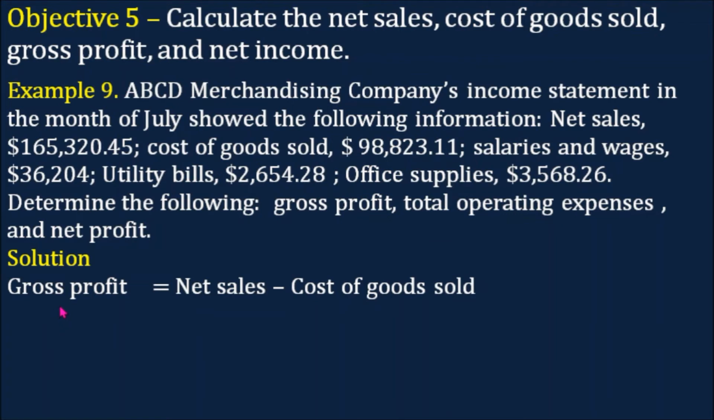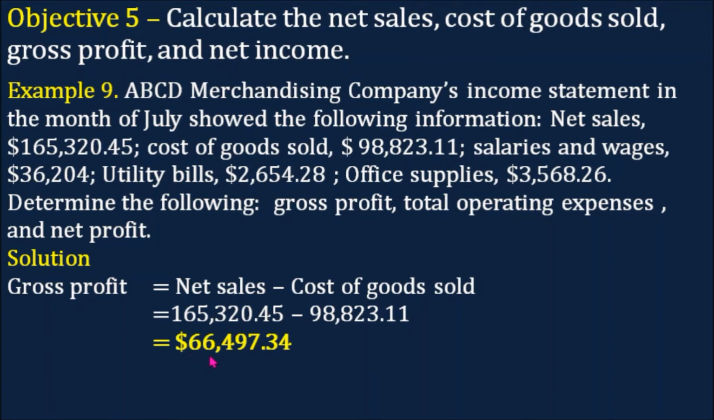For our gross profit, this is our formula, net sales minus cost of goods sold. Our net sales here is $165,320.45, and our cost of goods sold is $98,823.11. The difference between these two amounts is $66,497.34. So this is our gross profit.